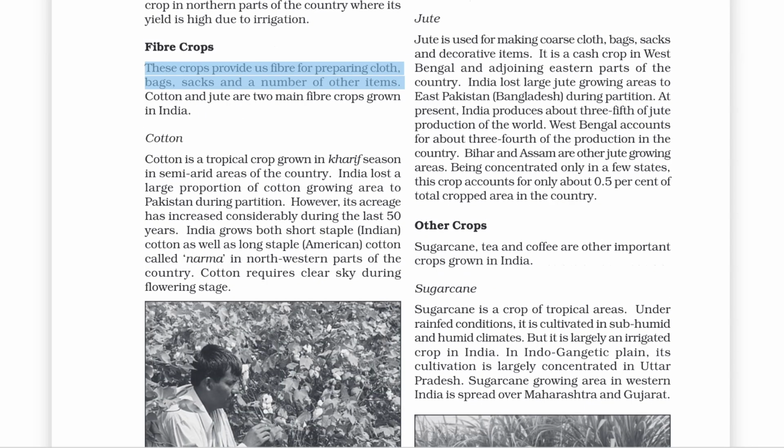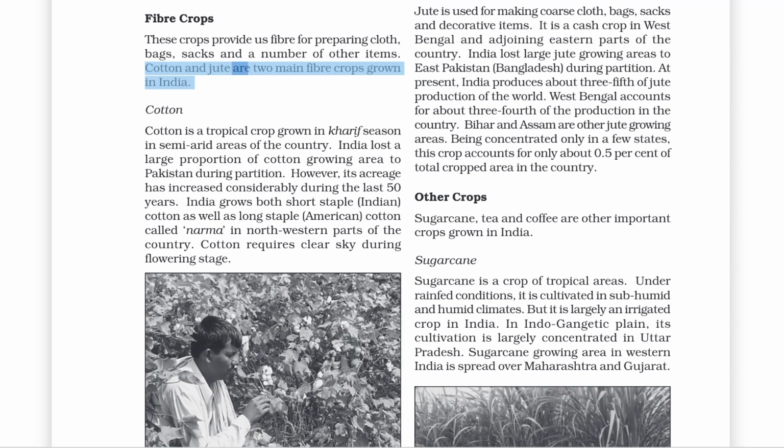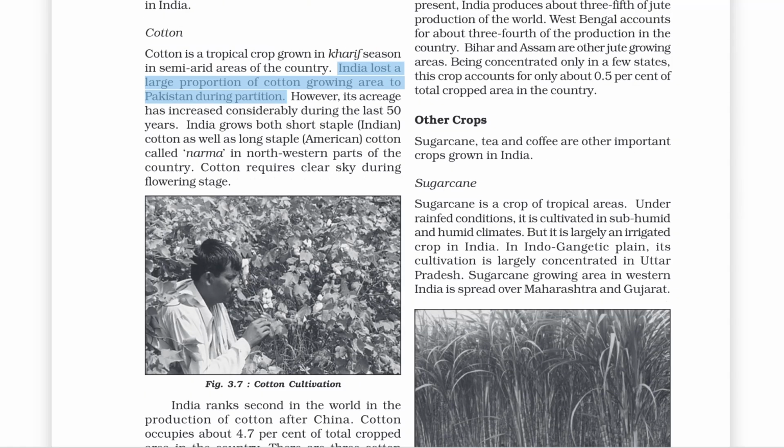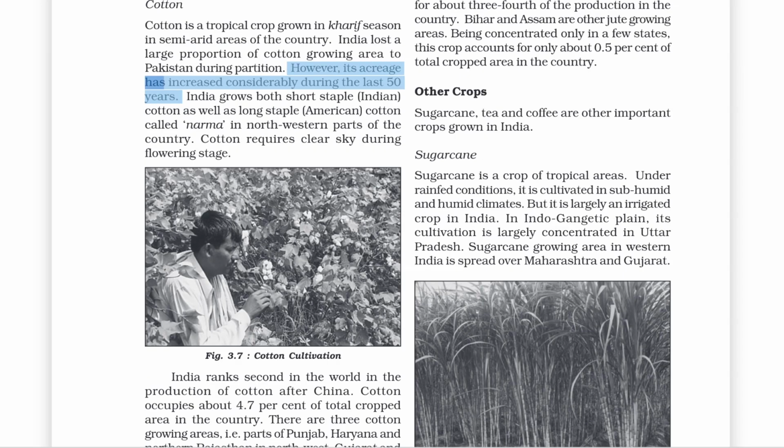Fiber crops. These crops provide us fiber for preparing cloth, bags, sacks, and a number of other items. Cotton and jute are two main fiber crops grown in India. Cotton. Cotton is a tropical crop grown in Kharif season in semi-arid areas of the country. India lost a large proportion of cotton growing area to Pakistan during partition. However, its acreage has increased considerably during the last 50 years.